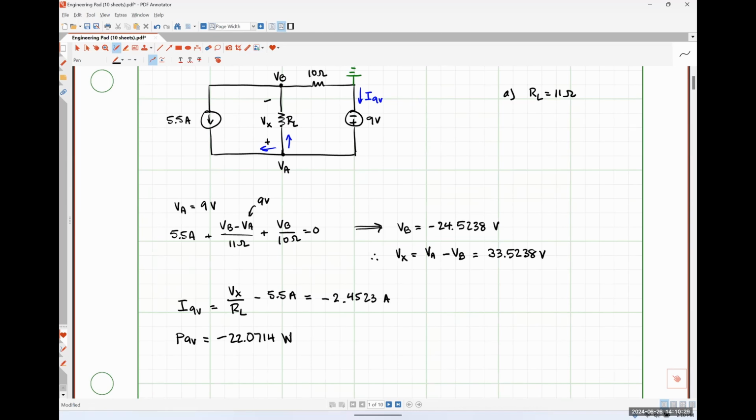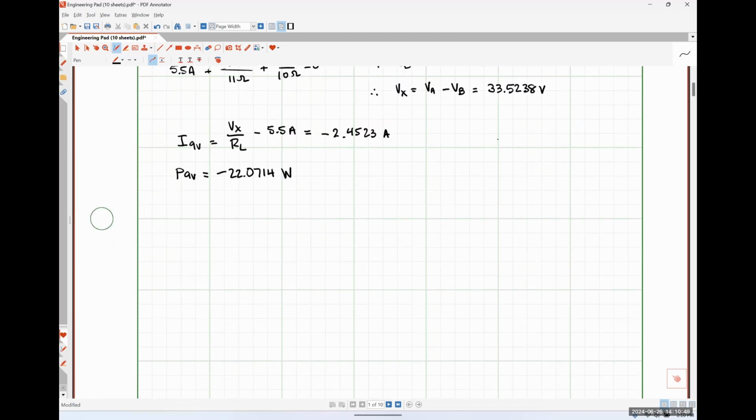So in part B, we are going to keep the load resistance RL the exact same, and we are going to transform the practical voltage source into a practical current source, find Vx, and then the power supplied by the new ideal current source. So I'm going to redraw my circuit to some extent. This is still going to be a 5.5 amp source, direction down. My resistance RL is still just going to be an 11 ohm resistor.